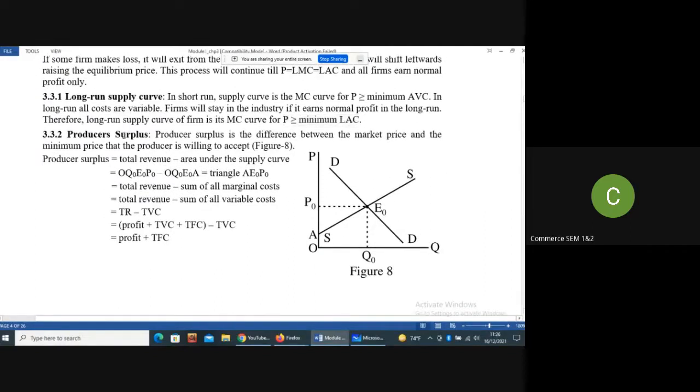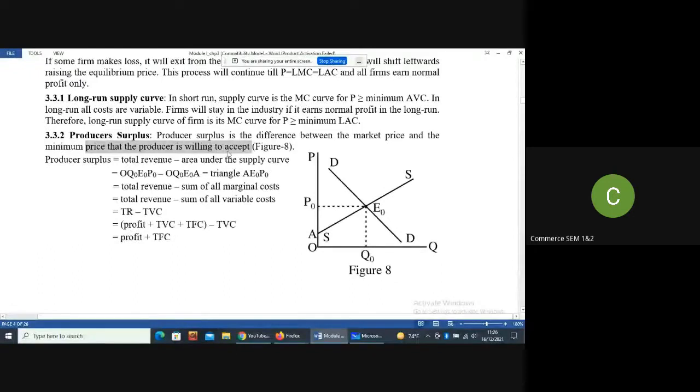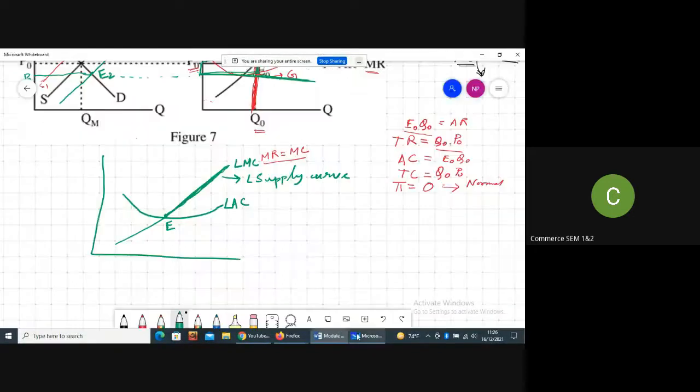Now come to the producer surplus. In chapter 1, we have seen consumer surplus. Now here the producer surplus is the difference between the market price and the minimum price that the producer is willing to accept.